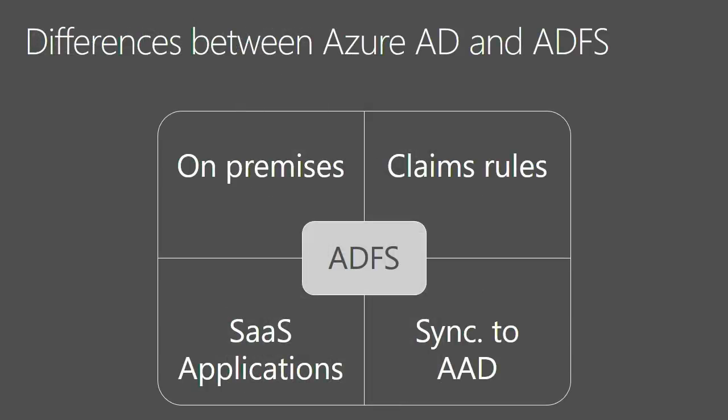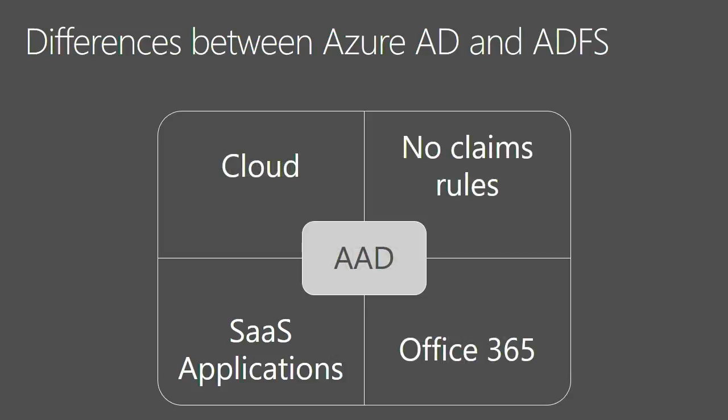What's the difference? Well, ADFS is on-premise. It's got a very rich set of claims rules that you can use to augment. You can still hook software as a service applications up, but you have to do it individually. And you can sync all your stuff up to Azure AD. Azure AD is obviously cloud-based. There aren't any claims rules at the moment, so the tokens that you get are canned. You can't really influence them much. There are 2,800 software as a service applications at the moment that you can basically integrate with Azure AD literally with a few mouse clicks. And obviously, it's the bedrock of Office 365.